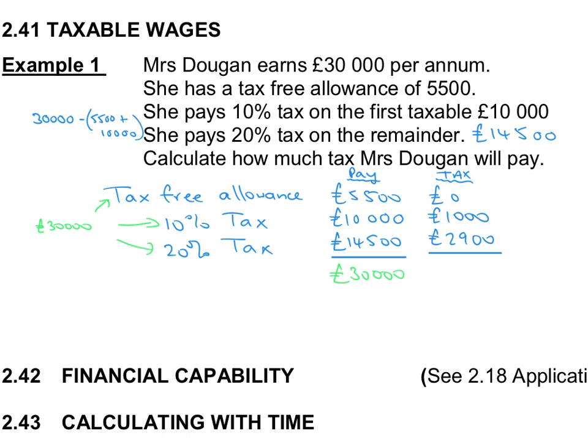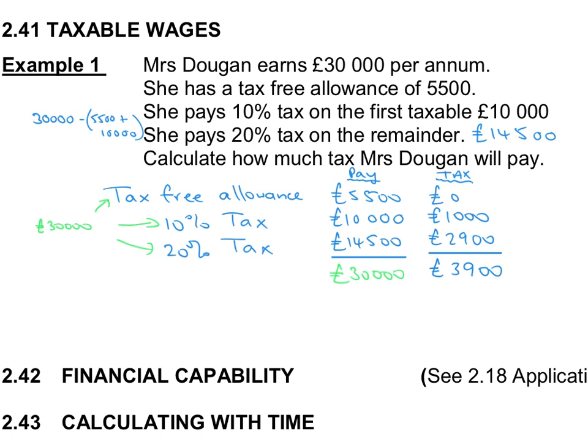And then when you take those two numbers away from 30,000, as we set up here, that leaves us with £14,500. So the remainder of her earnings is charged at 20% tax. So 20% of 14,500 is £2,900. So we've got her tax-free allowance, the next 10,000 charged at 10%, and the remainder of her earnings charged at 20%. So altogether she's paid £30,000, and altogether she has to pay £3,900 tax on those earnings.